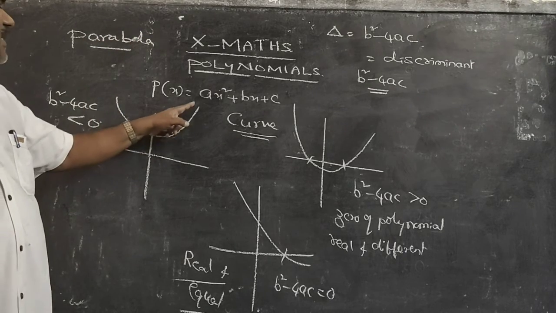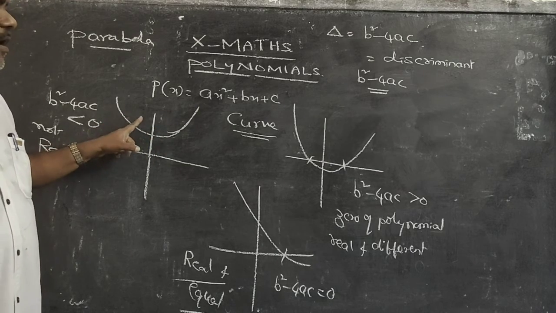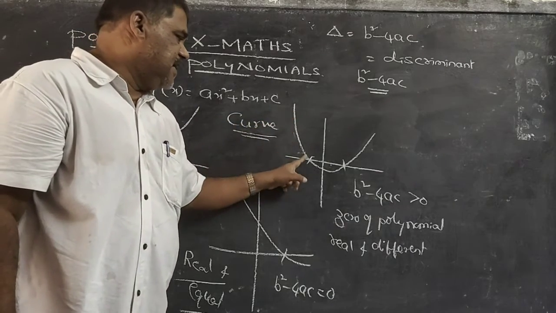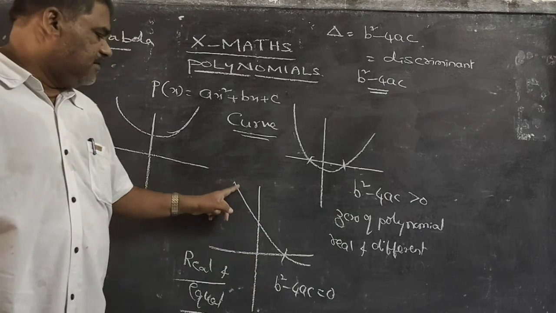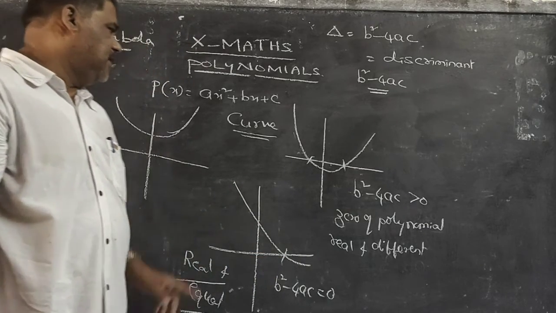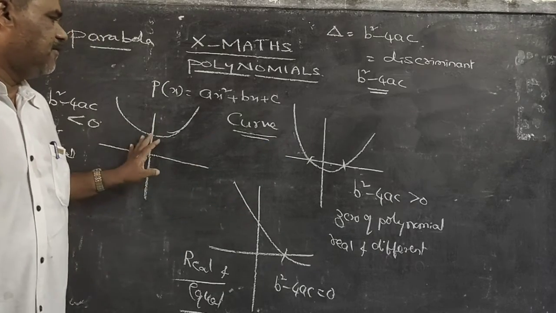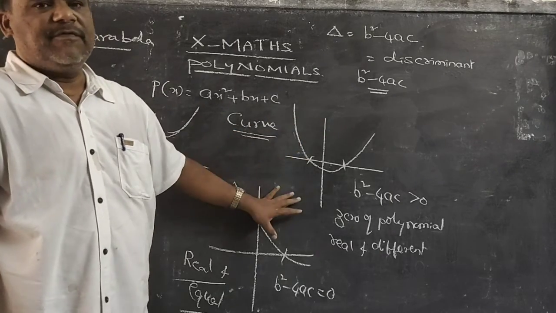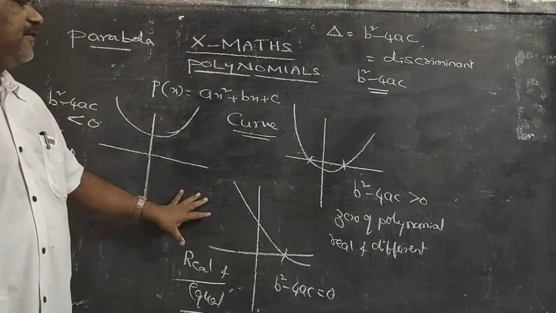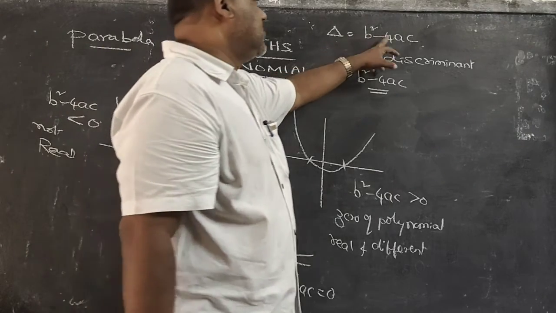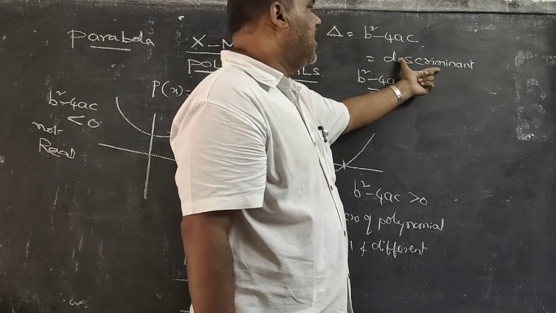First, the curve doesn't cut the x-axis at any point, or the curve may cut the x-axis at 2 points, or the curve is cutting the x-axis at only 1 point. So these are the 3 types of curves. We may get any one curve in the graph. So before we do the graph, we should have an idea about the graph. That is the reason we are finding b square minus 4ac, that is, the discriminant value we have to find.